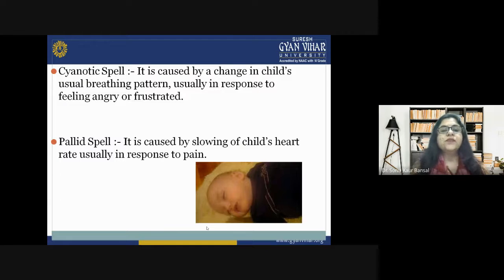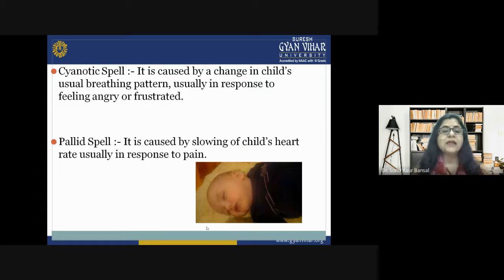So cyanotic spell is something that is caused by a change in the child's usual breathing pattern, usually in response to feeling angry or frustrated. If some situation is there, the child is not feeling happy and is showing anger, you may notice the child showing breathing pattern changes, like very fast breathing. So this is a cyanotic spell. You must have a clear notice of the breathing pattern.